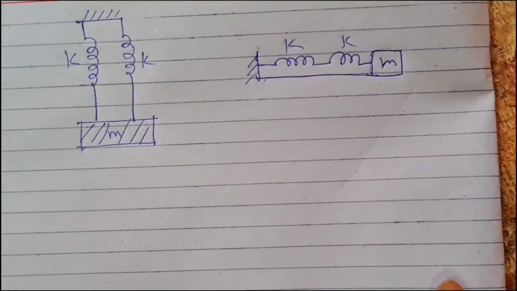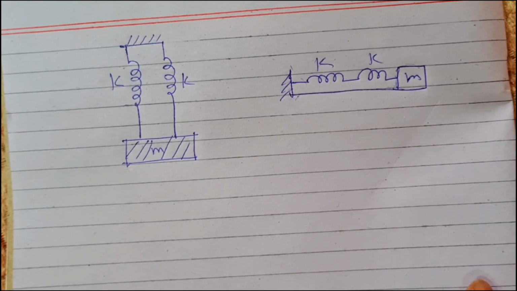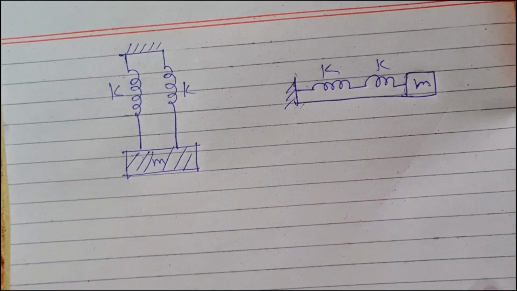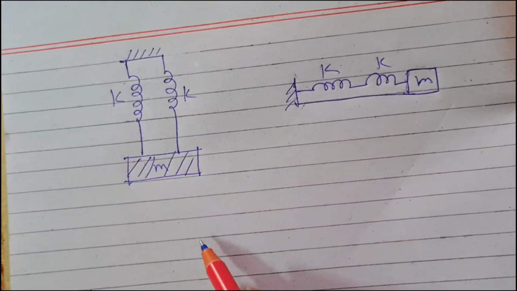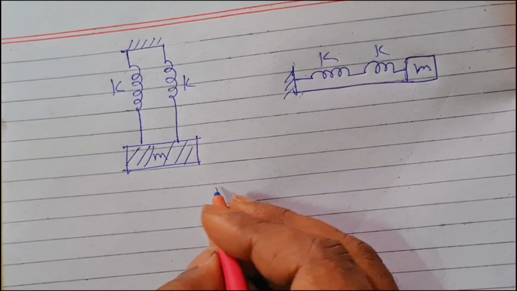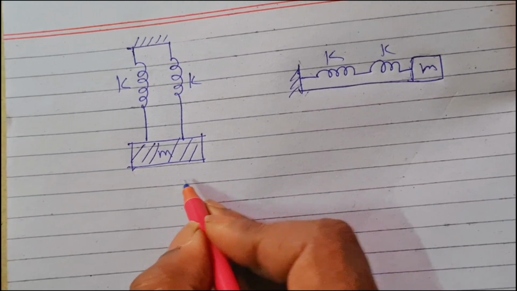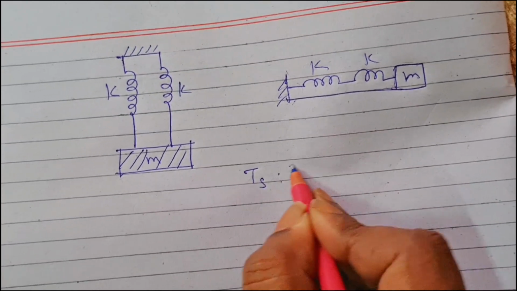Students, these are very important problems for JEE and NEET exams, which are coming very soon. We have two cases here: one is in parallel, another is in series. What are they asking? The comparison of the time period. What is the time period ratio, that is, T series to T parallel?